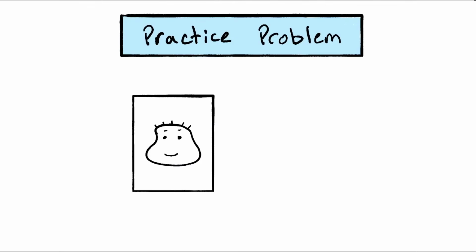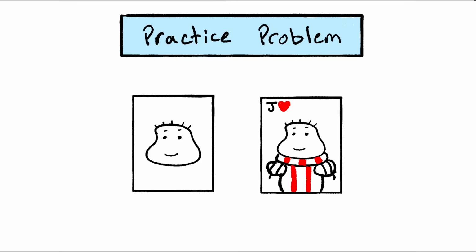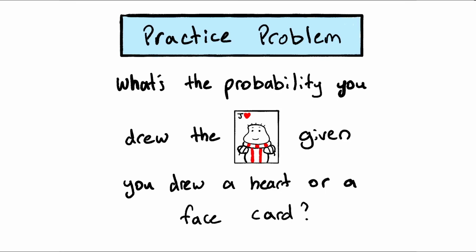Now let's try another practice problem. Let's imagine you have a normal deck of cards, 52 cards, 13 of each suit. Now let's say you draw a jack of hearts. The conditional probability question is, what's the probability you drew the jack of hearts given that you drew a heart or a face card? See if you can figure it out.